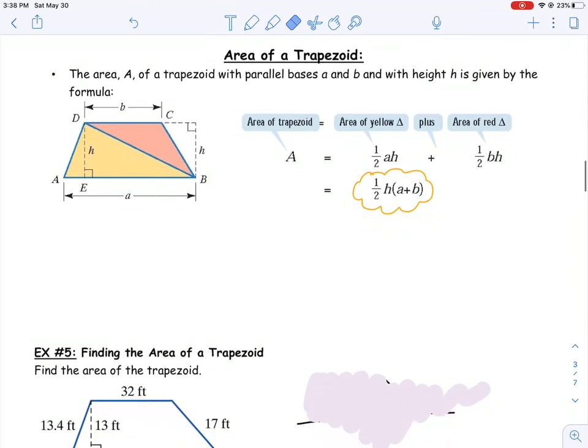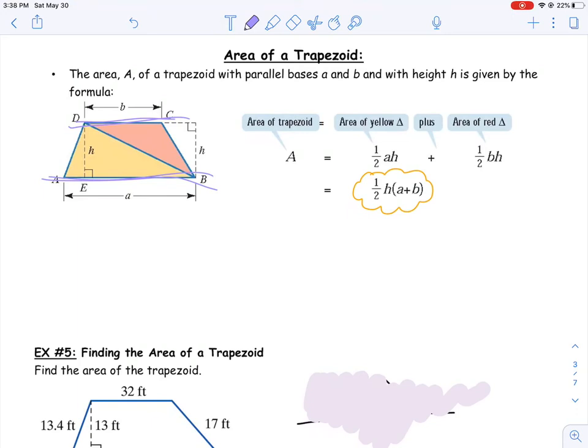All right, let's talk also about the area of a trapezoid. Now, a trapezoid is a four-sided figure that has just one pair of parallel sides. Remember, we talked about parallelograms in the last video where you have two pairs of parallel sides. The top and the bottom are parallel, the sides are parallel. But on a trapezoid, you only have one pair of parallel sides. The other sides are not parallel.